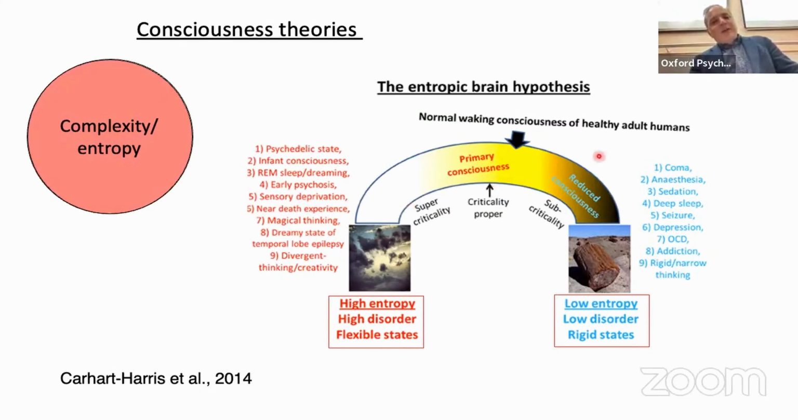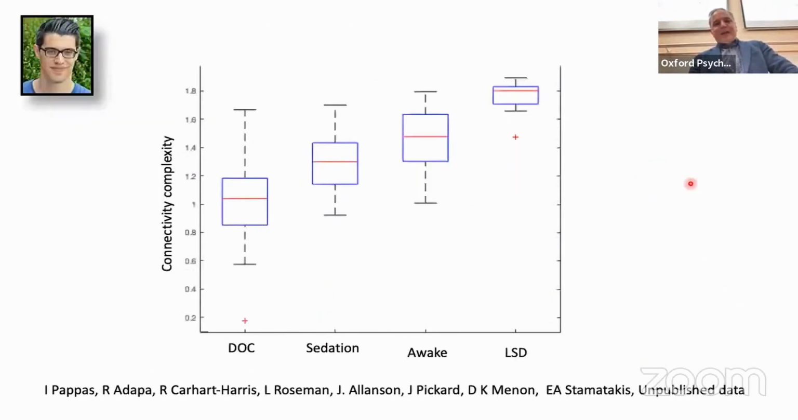So here then we have a continuum where we have a critical zone that the brain works in, in a normal everyday kind of way. And then we have higher entropy where we have things like psychedelic states, REM sleep, psychosis, and we have low entropy where we have anesthesia, unconsciousness, and psychiatric conditions like OCD and addiction. And Ioannis, again, was the first person who looked at complexity of connectivity in the brain.